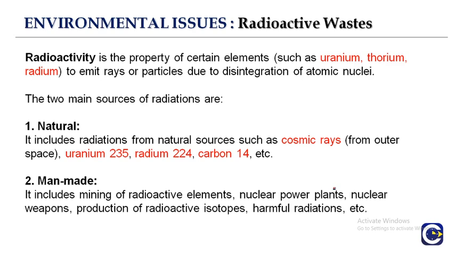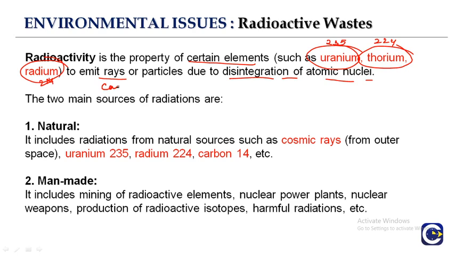But what actually is radioactivity? Radioactivity is the property of certain elements like uranium, thorium and radium. They emit radioactive rays or particles due to disintegration of the atomic nuclei. Uranium is 235, radium is 224, and for example, we have carbon, carbon 14. So radioactivity is the property of certain elements.